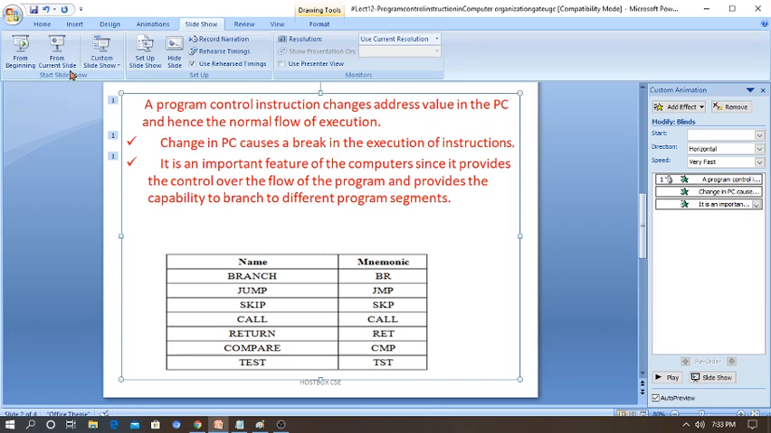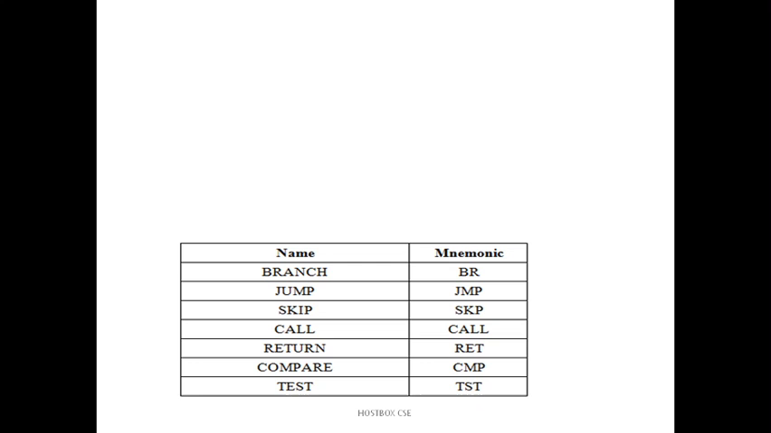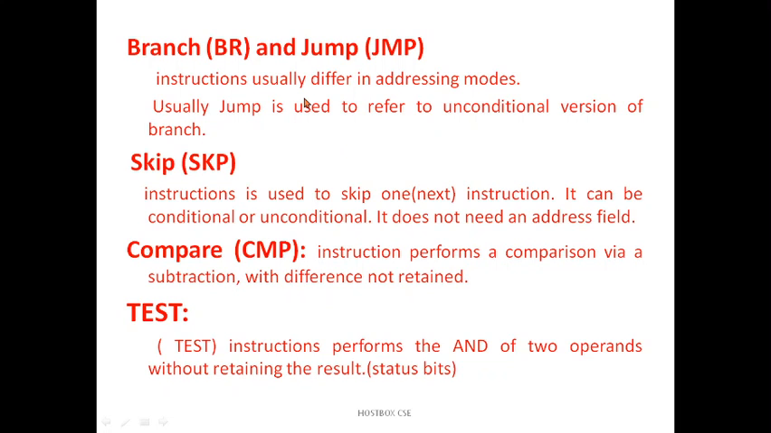Let's go here. First we discuss branch. There are two types of branching instructions: conditional and unconditional. First, branch and jump: these instructions usually differ in addressing modes. Also, jump is usually used to refer to the unconditional version of branch.